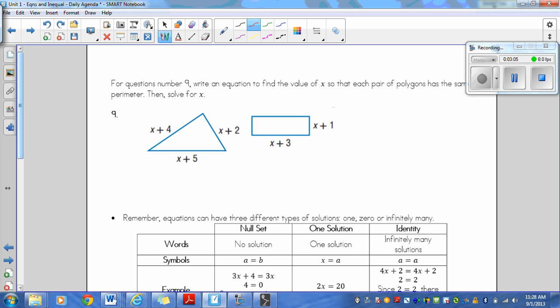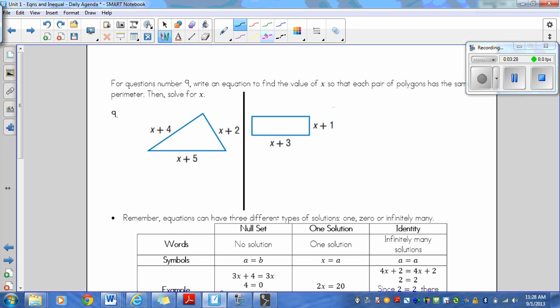For writing equations, you want to find the value of x so that each pair of polygons has the same perimeter. I'm going to draw a line here because I thought it was a little bit confusing the way it was set up. X plus 4, x plus 5, and x plus 2 are the sides of the triangle. And then x plus 3 and x plus 1 are the sides of the rectangle.